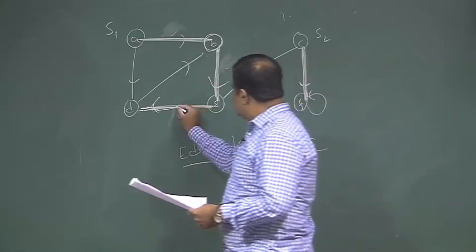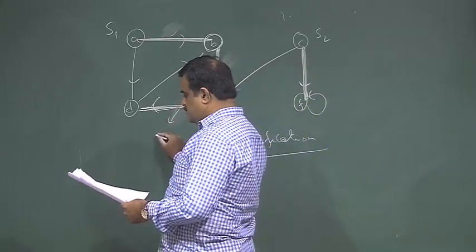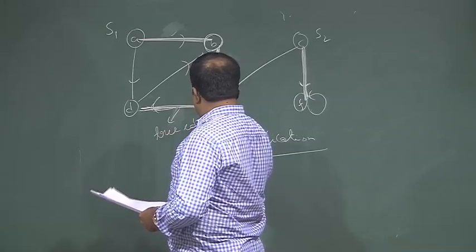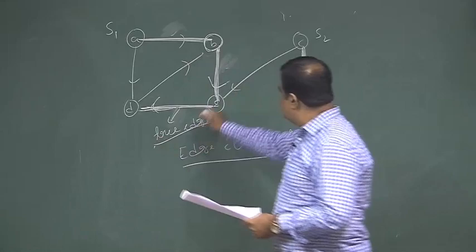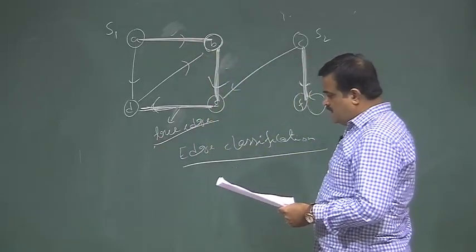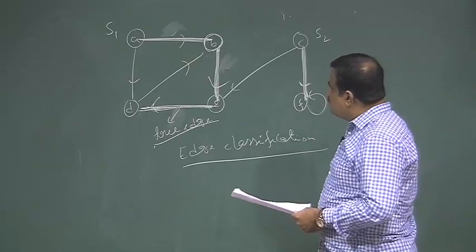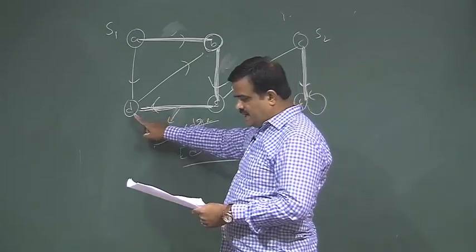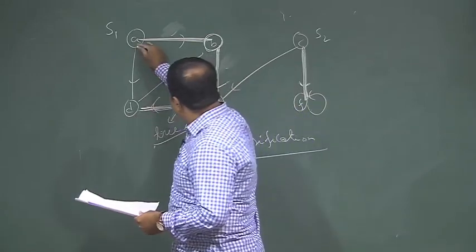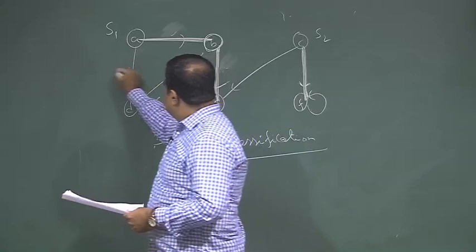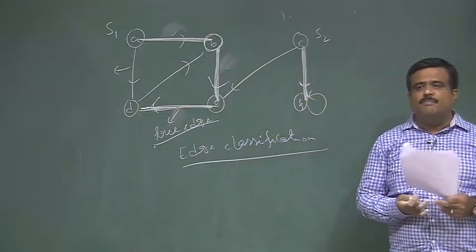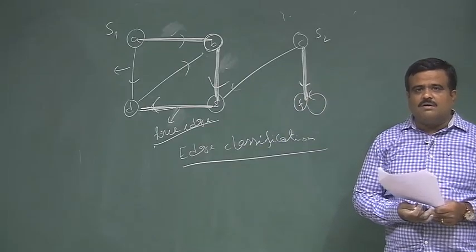So, these edges are called tree edges, which form the parent, the bold color edges. And other non-tree edges, like this one, this is a non-tree edge. This is basically called a forward edge. A non-tree edge is either a forward edge, back edge or cross edge.